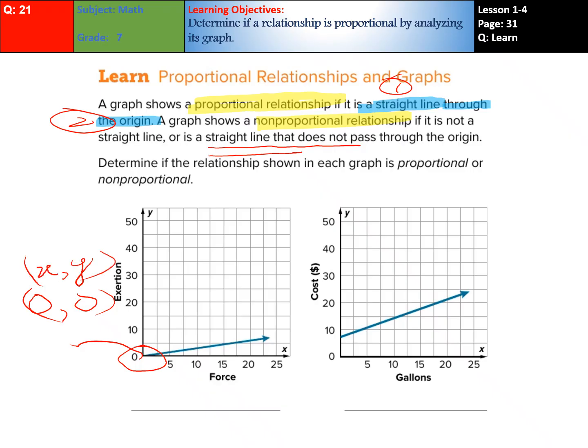If a graph is a straight line and it is passing through the origin, we will say yes, it is a proportional relationship. Now, this graph also has a straight line, but is it passing through the origin? No. Where is the origin? This point is the origin, but the line is not passing through it. So this is a non-proportional graph. These two things satisfy the property of a proportional graph: it should be a straight line and it should pass through the origin.